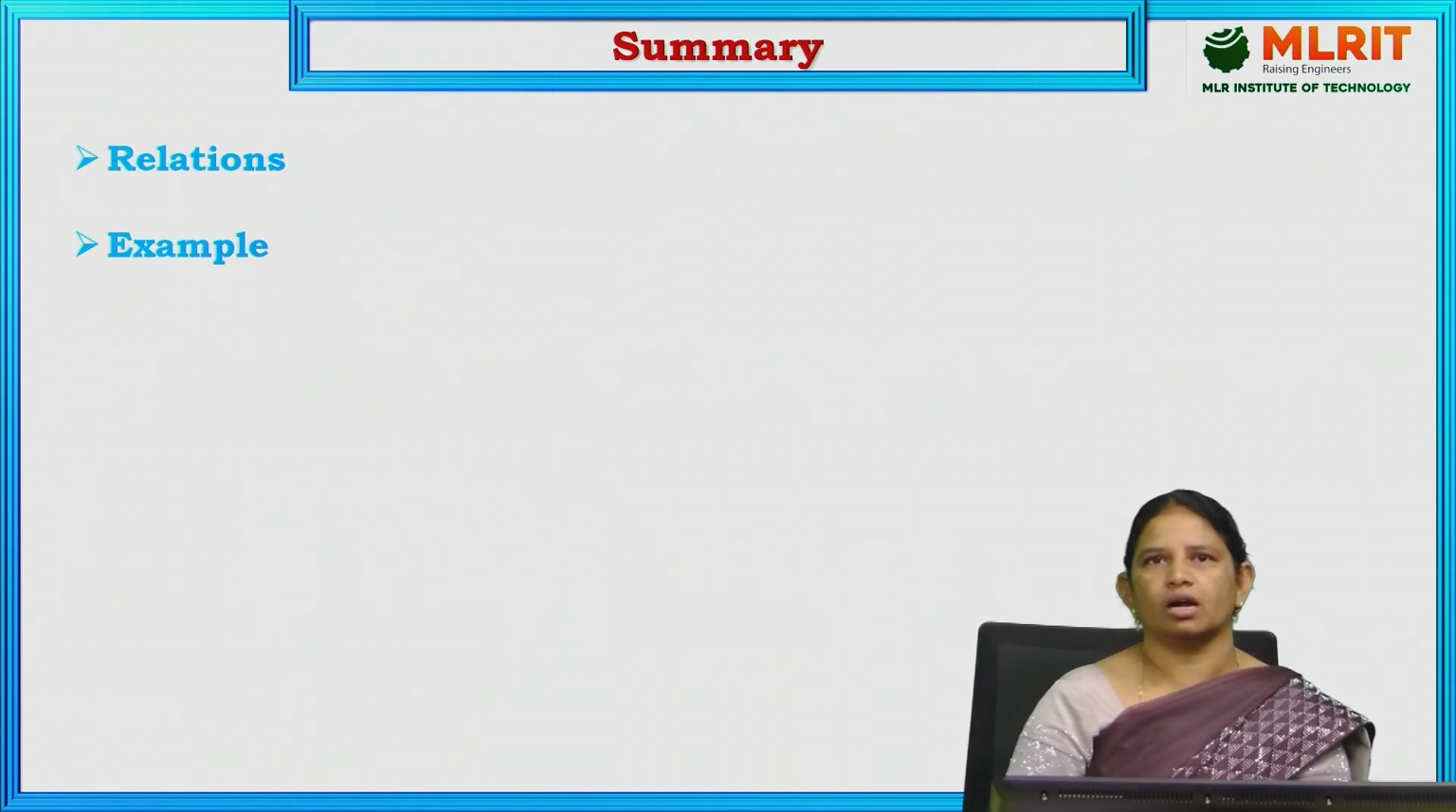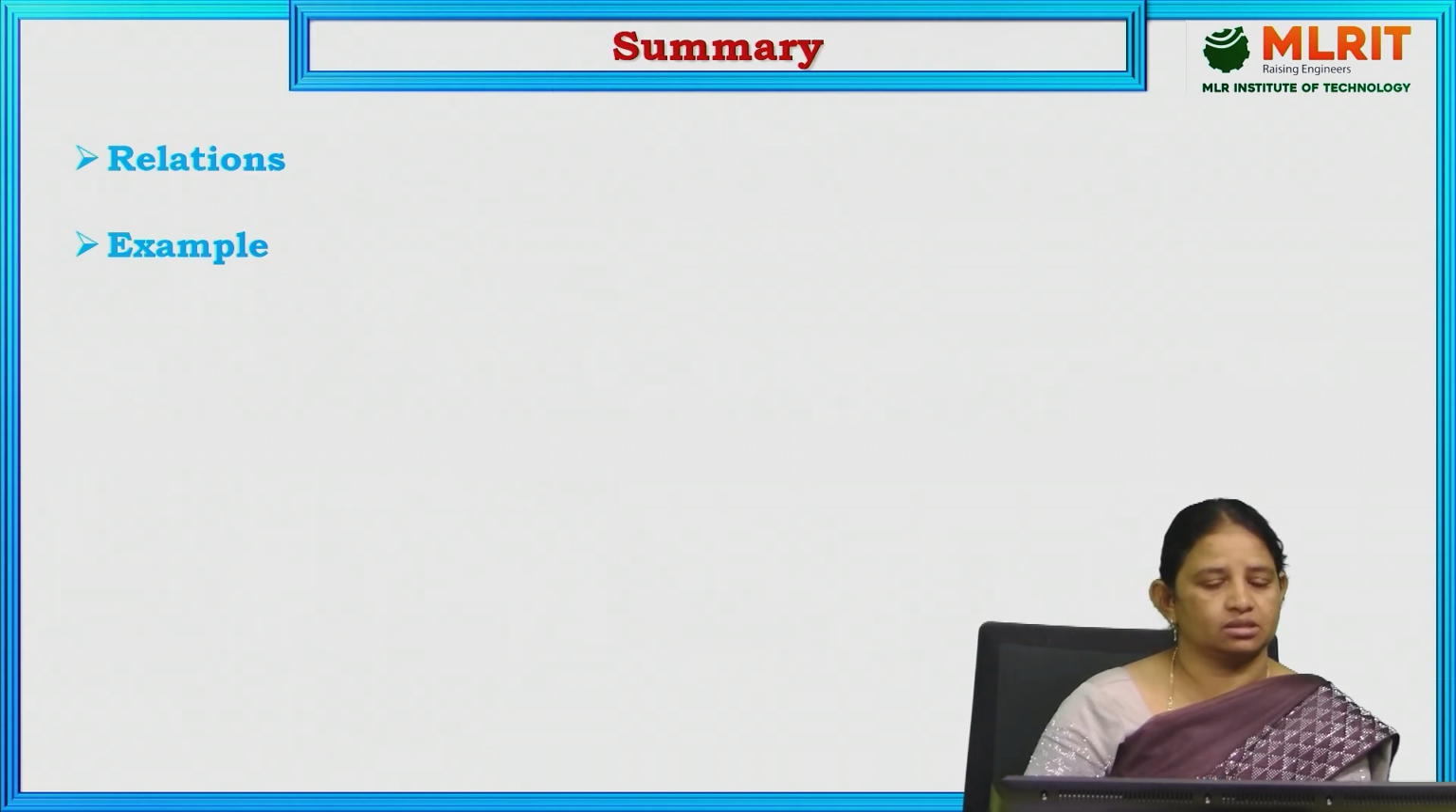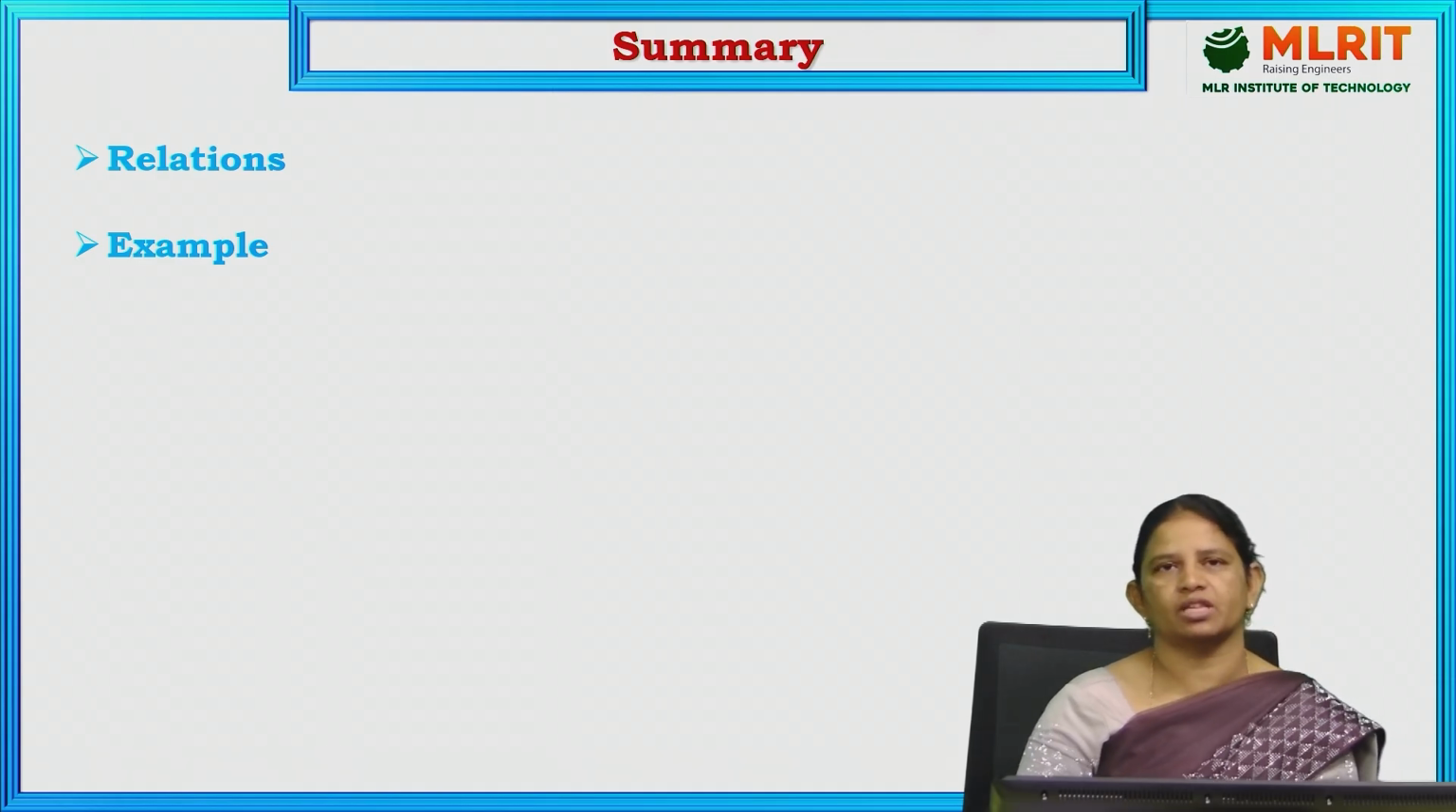So in this summary, we discussed relations: the definition of relation, how to form a relation, what is meant by domain, and what is meant by range. We can understand these with the help of examples.